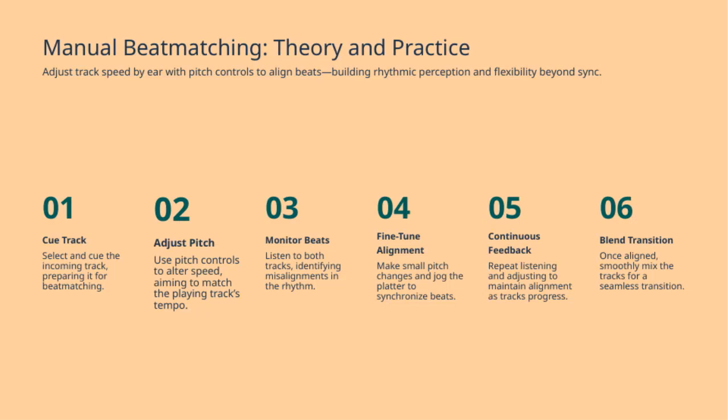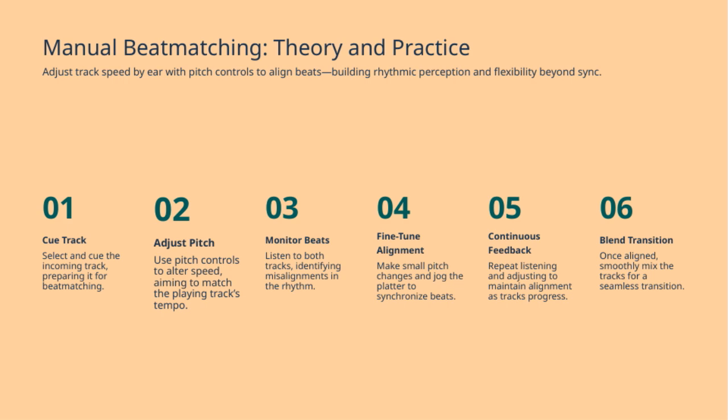Now that we've prepared our tracks, the next step is to blend the transitions smoothly. Once the tracks are aligned, we want to mix them seamlessly to create a fluid transition that keeps the energy going. It's all about making the switch feel natural and effortless. To do that effectively, continuous feedback is crucial. We need to keep listening and adjusting as the tracks progress, ensuring they stay in sync. This ongoing process allows us to respond to any subtle changes and maintain perfect alignment throughout the mix.